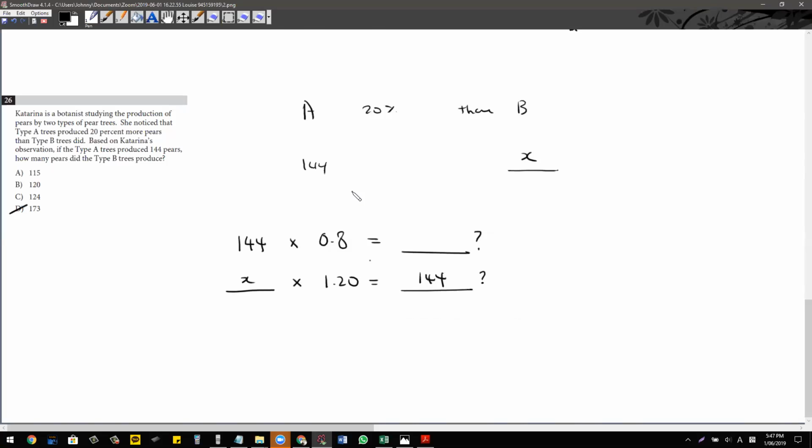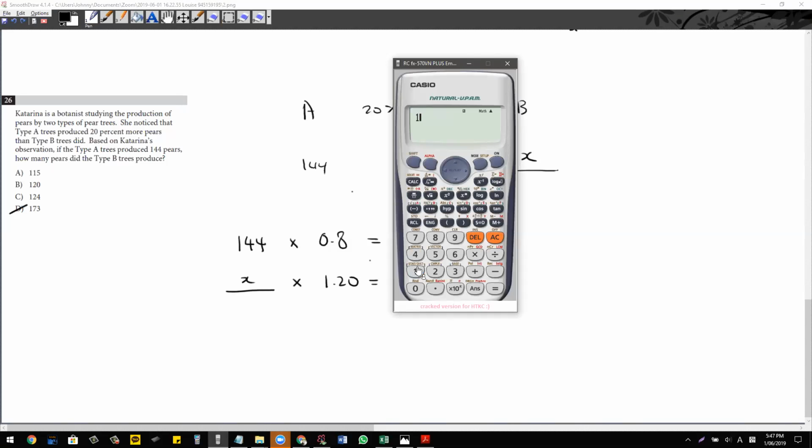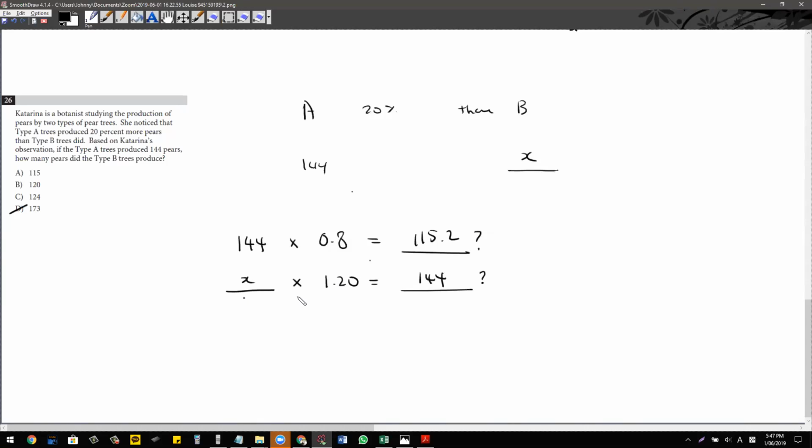The 115.2, that's why they have this answer there. And if I do 144 divided by 1.2, it gives you 120. So let's actually think about number 2 first. We assume that tree B produced 120 pears.